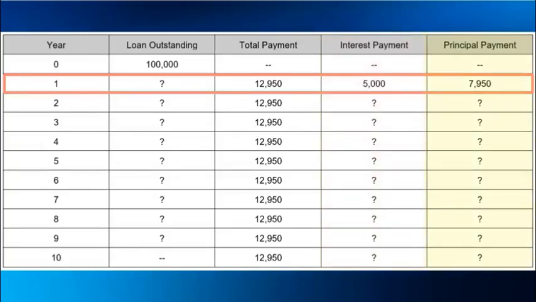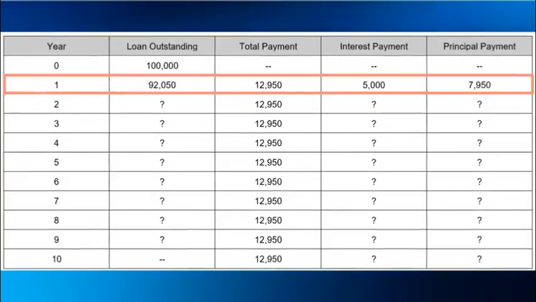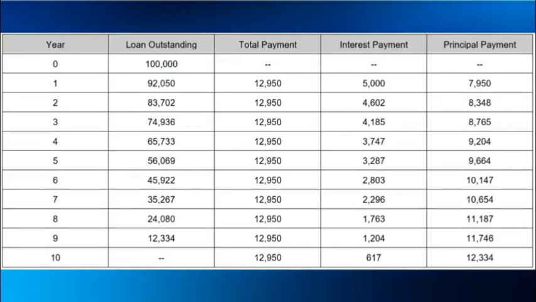That $5,000 would go in the first interest payment column, and since we know the total payment is $12,950, we can calculate the first principal payment by subtracting that $5,000 from the $12,950, which leaves us with $7,950. This would be the principal payment for year one. Subtracting this amount from the original $100K would give us the first year's loan outstanding of $92,050. We would then use this amount to calculate year two's interest payment, and so on. Using this method to calculate each year would give us a schedule like this.